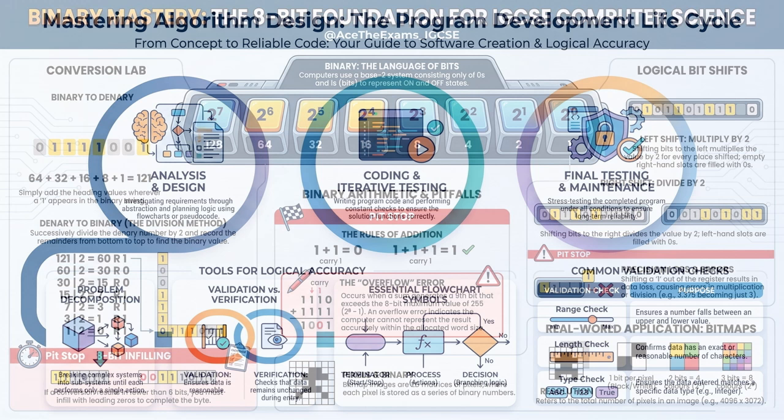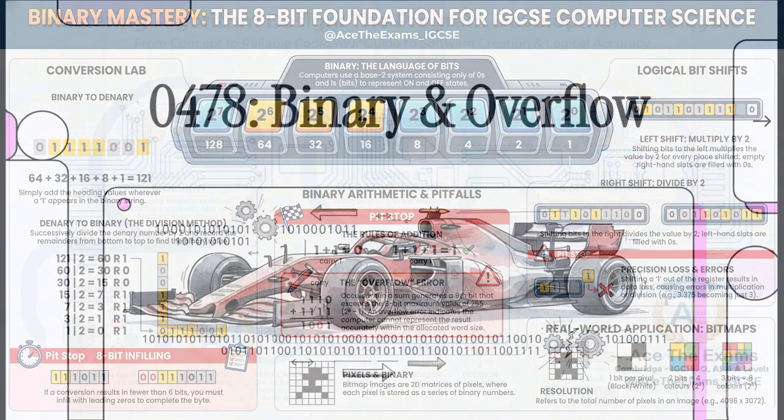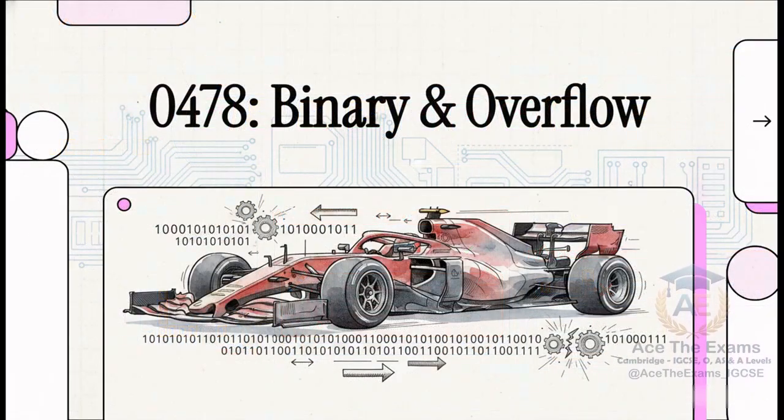Picture this. You're in a Formula One pit stop. The clock is ticking down relentlessly, millions of dollars are on the line, and literally a single fraction of a second's mistake could cost you the entire race. Well, that is exactly what sitting the IGCSE Computer Science Paper 1 feels like.